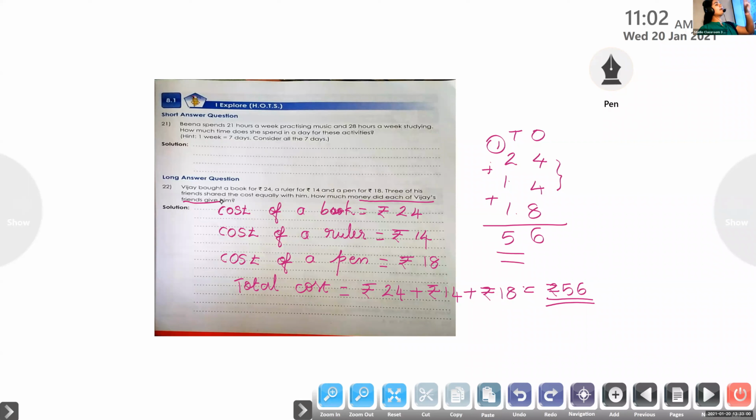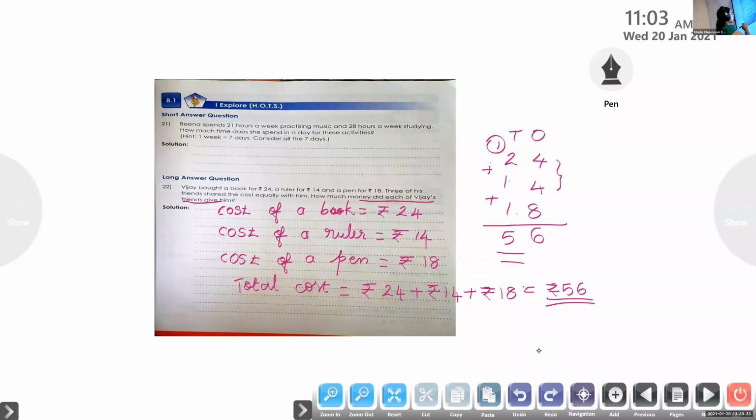So this rupees 56 is shared equally among these four persons. And we have to find how much amount each one paid. So what do we have to do? Divide, because we have to find how much each one paid. So for that you have to divide rupees 56 by 4.